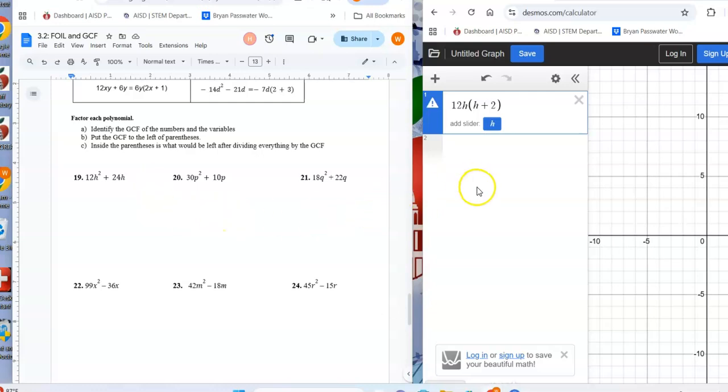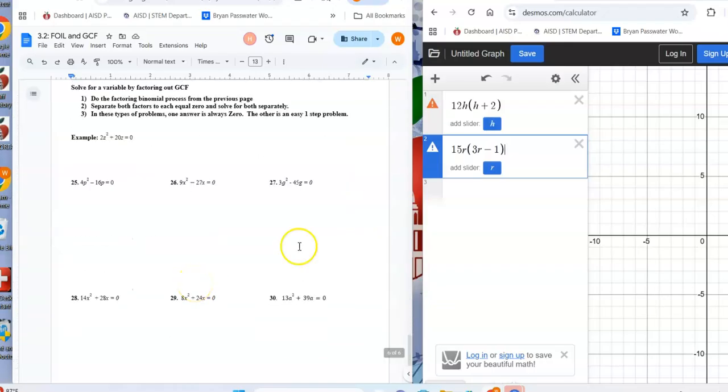Let me do one more. Let me do 24. All right, 45r squared minus 15r. The greatest common factor of 45 and 15, if you figure it out, is 15. They're both divisible by 15. The greatest common factor of r squared and r is r. Now I have to divide both of those things by 15r. 45r squared divided by 15r is 3r. Minus 15r divided by 15r is 1. That's the answer for 24.